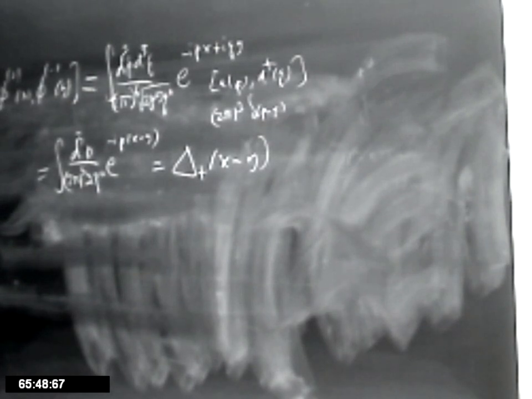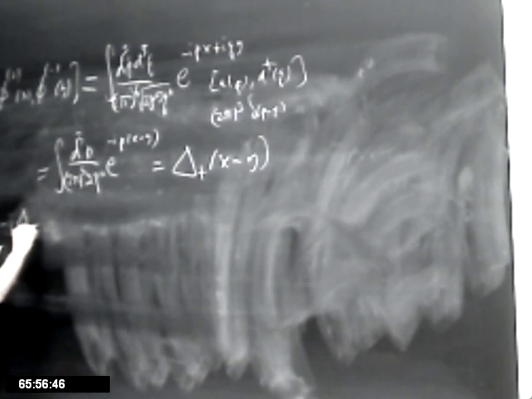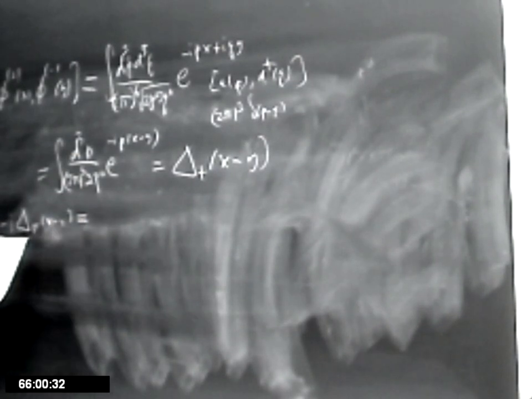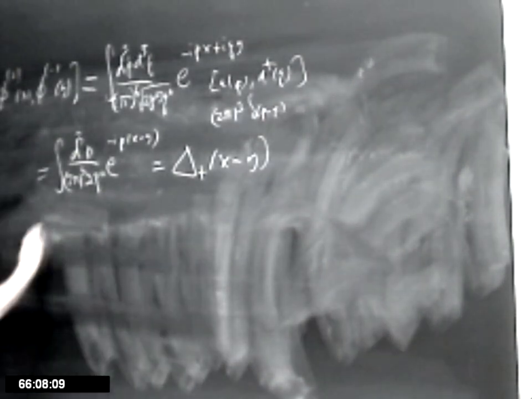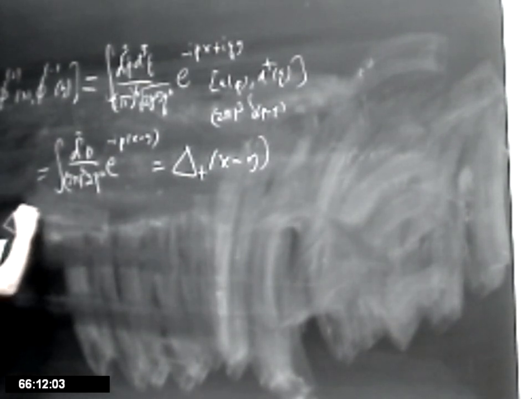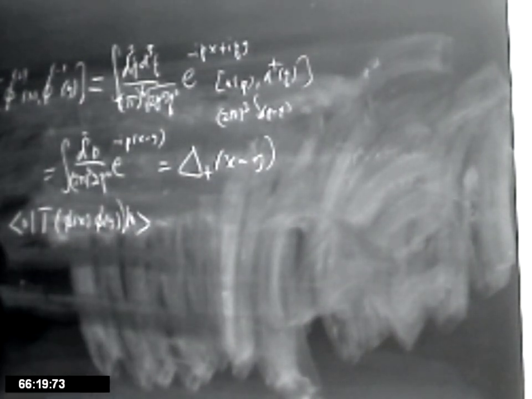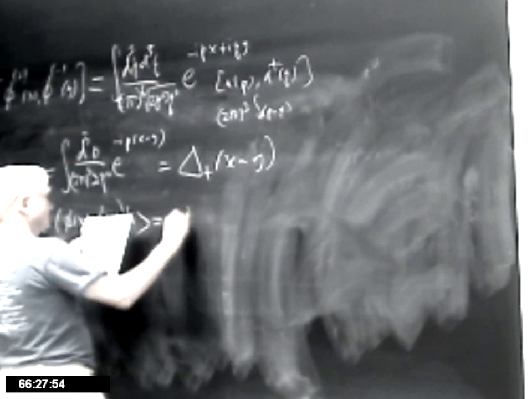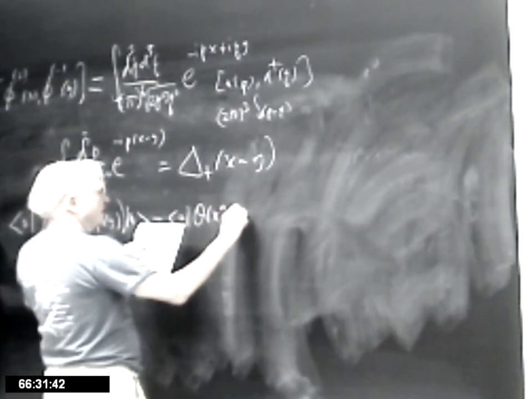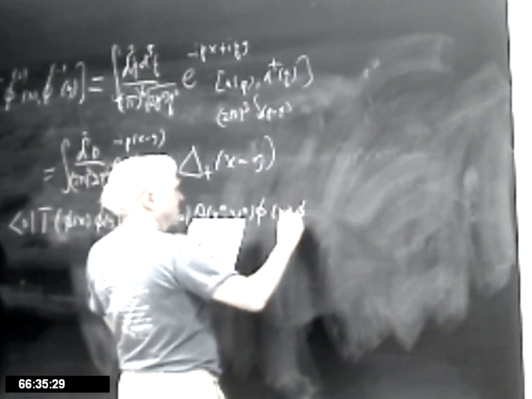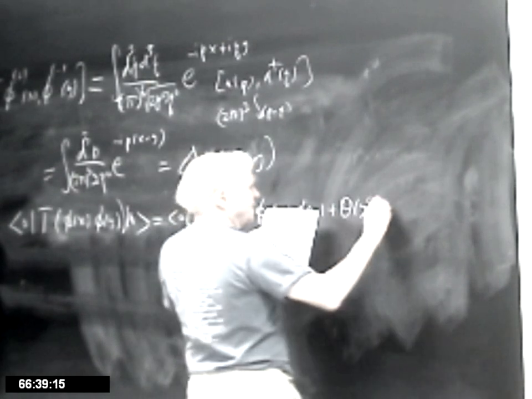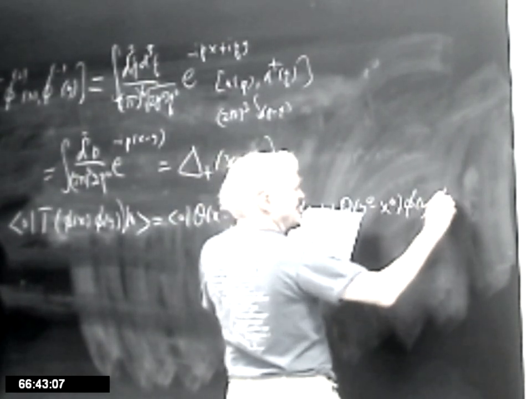So what do we have? We know what the time ordered product is. I think this is written backwards, actually, so let me instead take the time ordered product of phi(x), phi(y), and compute and see what it is. We'll see that it's minus i delta F of x minus y. So this is the vacuum expectation value of theta(x0 minus y0) phi(x) phi(y) plus theta(y0 minus x0) phi(y) phi(x).